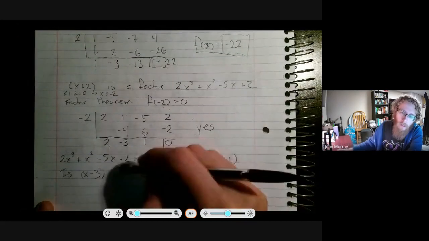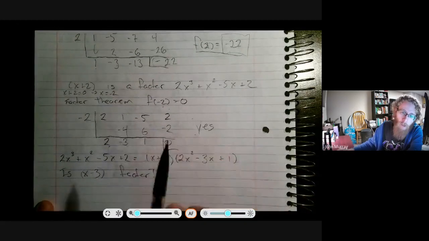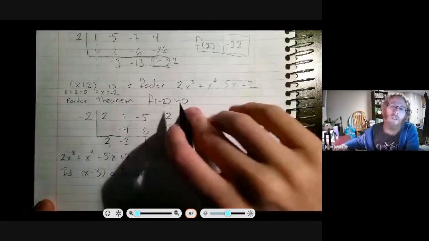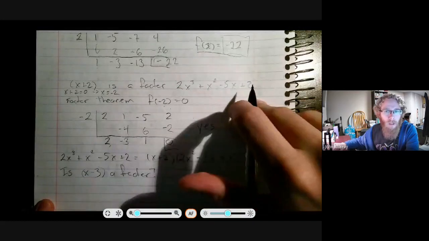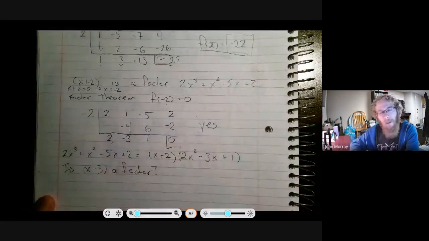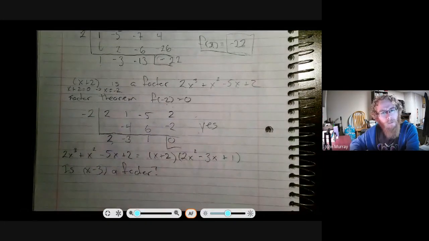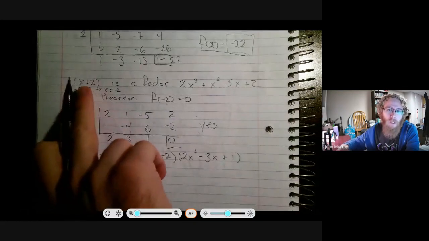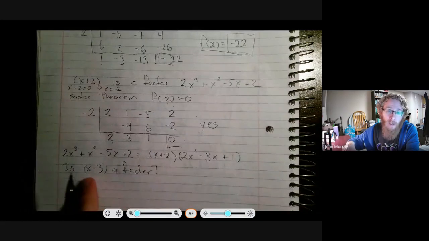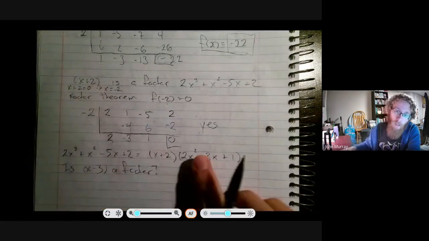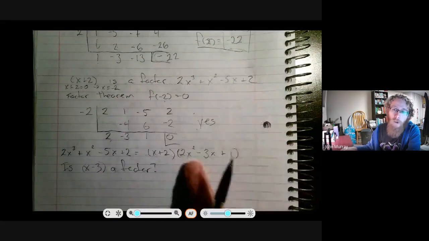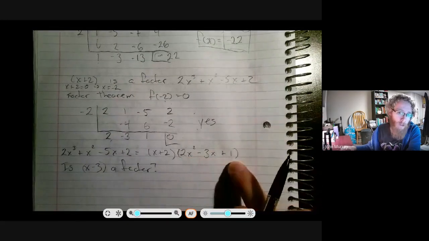So we can say, they might give you a second one, right? Is x minus 3 a factor? Now, one thing you can do is go back up to this and do the same thing with a 3. But since x plus 2 is already a factor, if x minus 3 was a factor, it would be contained in this, but it would also be contained in what we have left over.